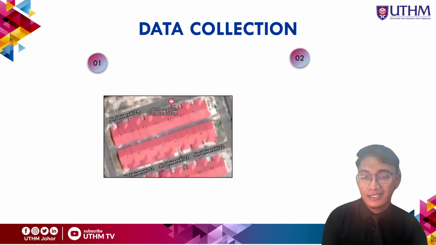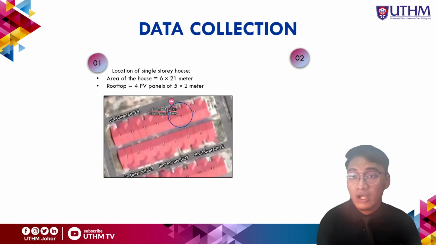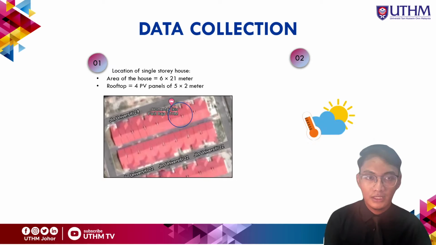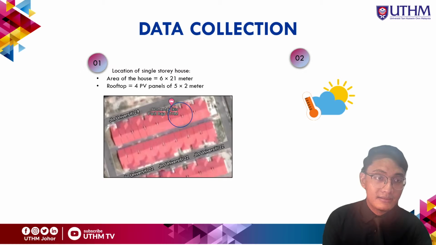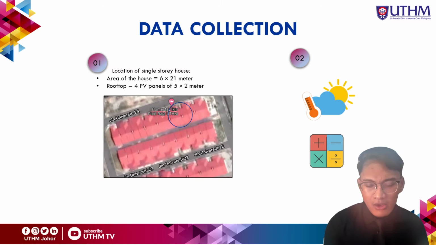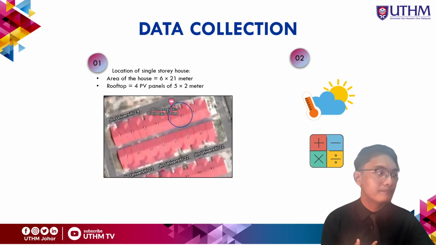This is the data collection. I have chosen a single-story house at Jalan University, and it is my rental house. The area of the house is 6 by 21 meters, and the rooftop fits 4 PV panels of 5 by 2 meters. The second one is the sunlight: the standard temperature condition, which we know is 25 Celsius. And for the computational sizing method, we have to calculate the PV panel, inverter, costing, and total payback period.